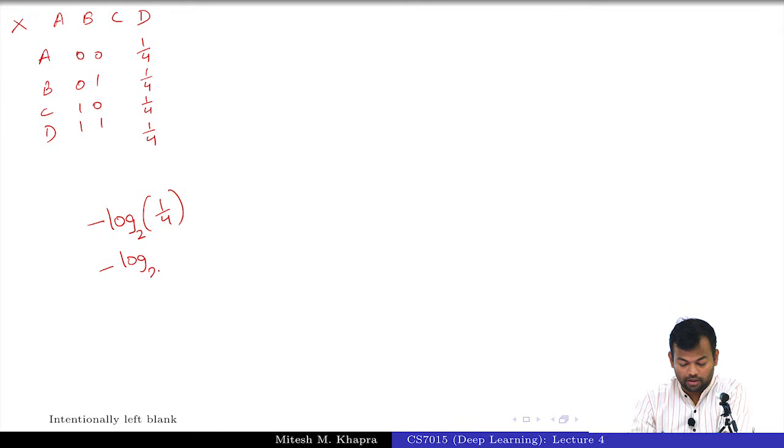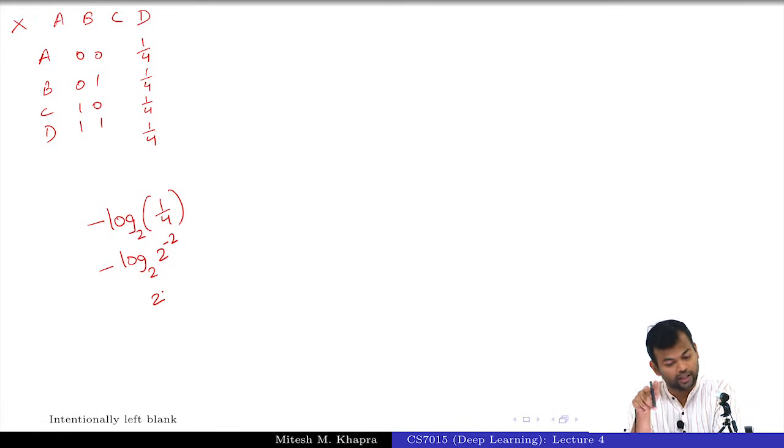1 by 4 is just 2 raised to minus 2, so that is equal to 2. So the information content is actually equal to the number of bits that you are going to use to transmit that message. Now let's see if this is just in this special case or in a different case also.